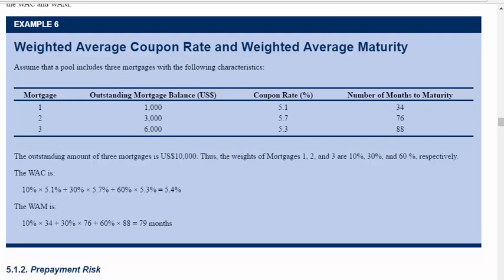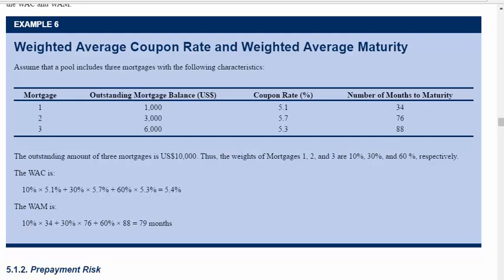So assume that a pool includes 3 mortgages. You can see mortgage 1, mortgage 2, mortgage 3, outstanding mortgage balance 1,000, 3,000, and 6,000. So you add the 3 together, that's going to give you a total pool of 10,000. So you can see the first mortgage is 1 over 10, that's 10%, 3 over 10, 30%, and 6 over 10, 60%. So they made the percentages really easy so you can understand how these calculations are done. So the coupon rate on mortgage 1, 5.1%, mortgage 2, 5.7%, mortgage 3, 5.3.